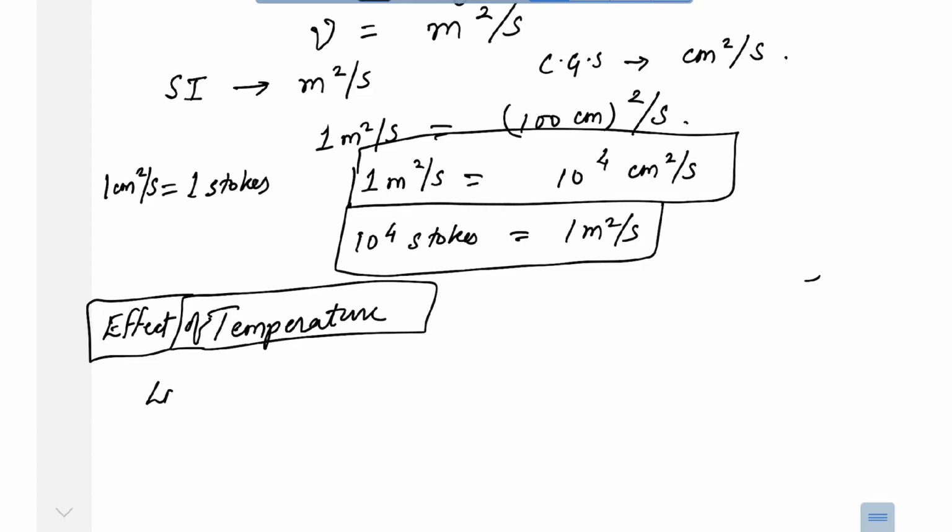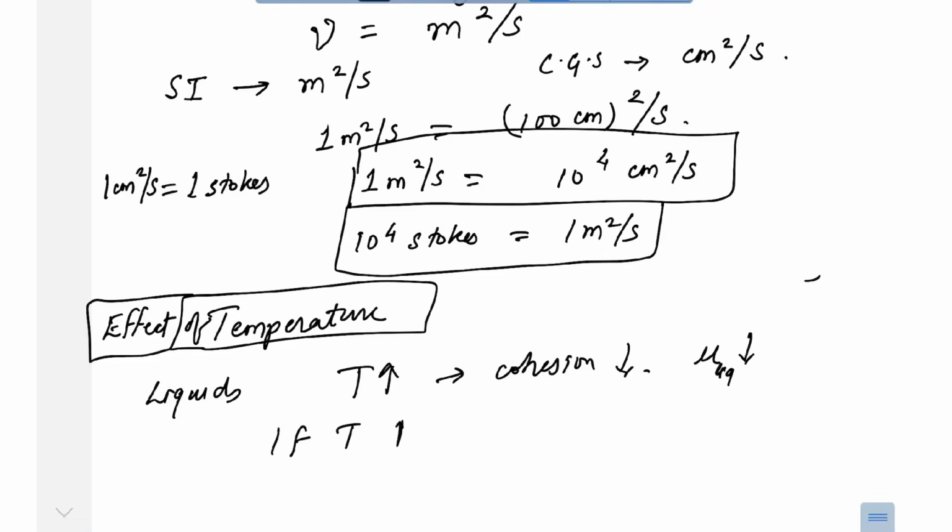If in liquids the temperature is increased, we know that the value of cohesion will decrease, and as the cohesion decreases, mu of the liquids will also decrease. But if temperature increases, there is another effect on the fluids, that is the decrease in density of the liquids. But the decrease in the density is very small, whereas the decrease in cohesion is more as compared to the decrease in the density.